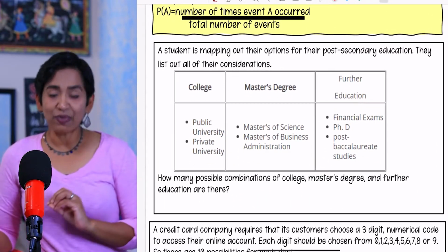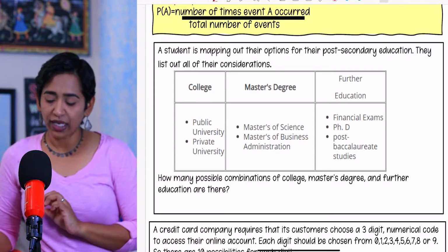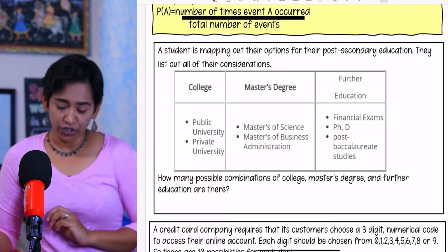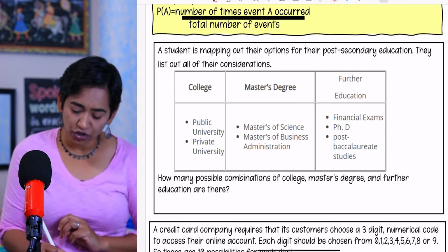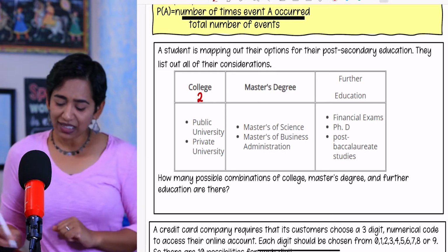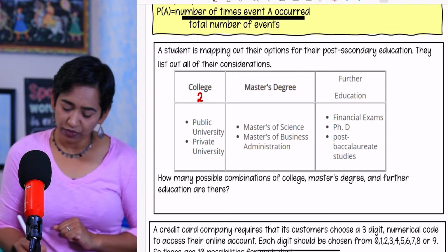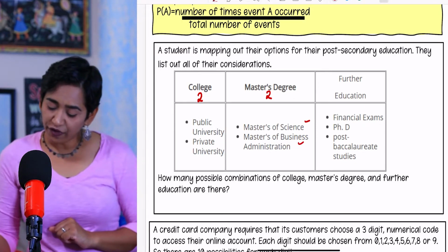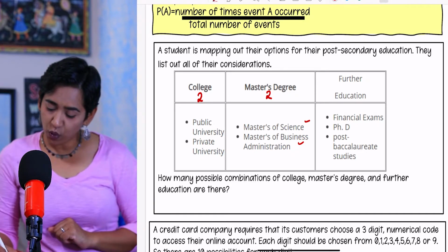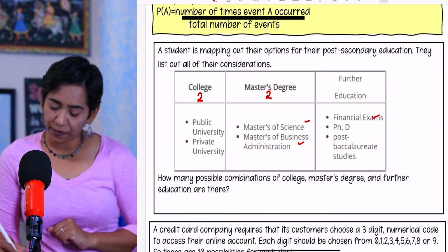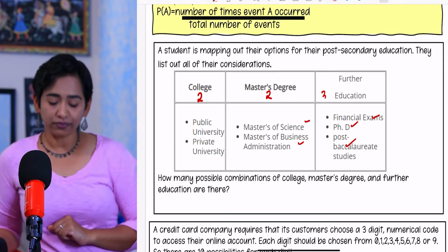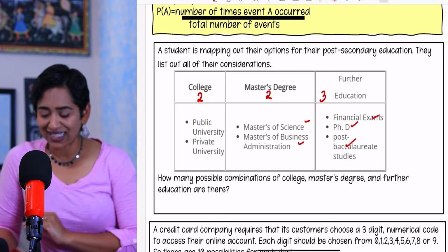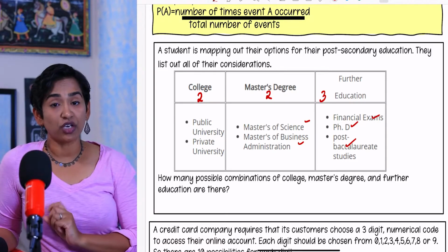A student is mapping out their options for their post-secondary education. They list out all the considerations. So they have two colleges to choose from. For master's degree, they have two. You see Master of Science, Master of Business Administration. For further education, they have one, two, three. Three options. All right. How many possible combinations of college, master's degree, and further education are possible?